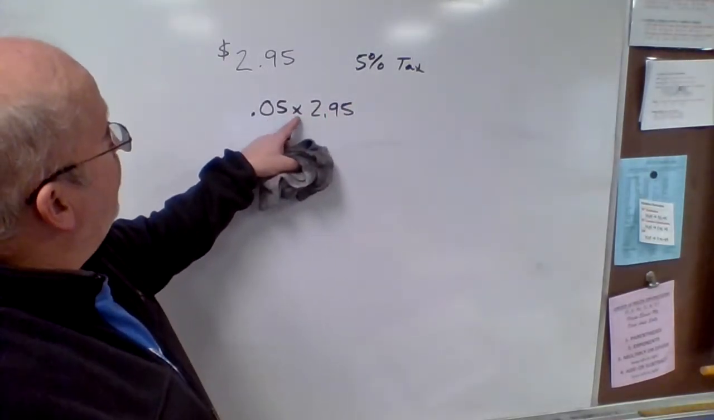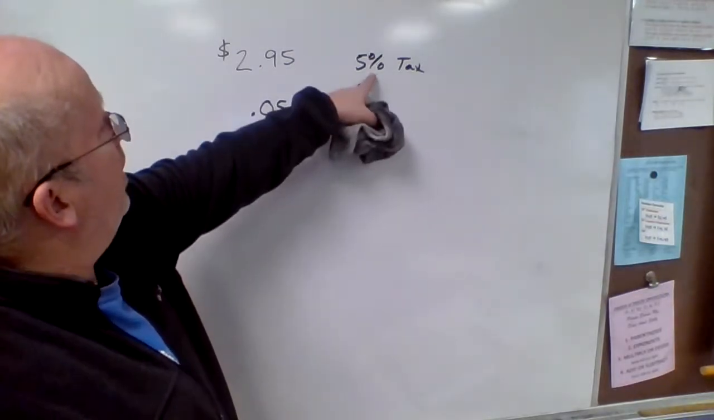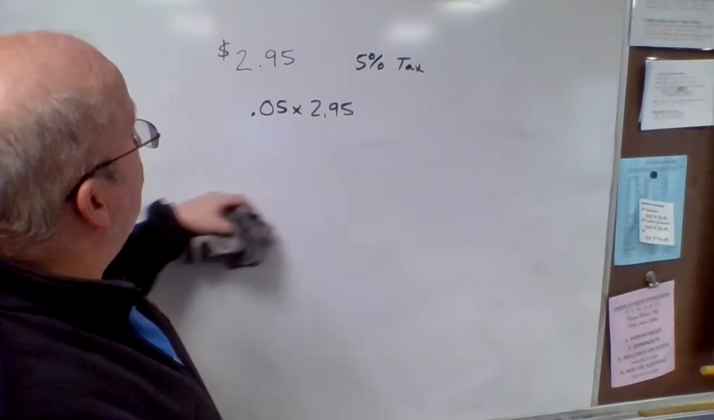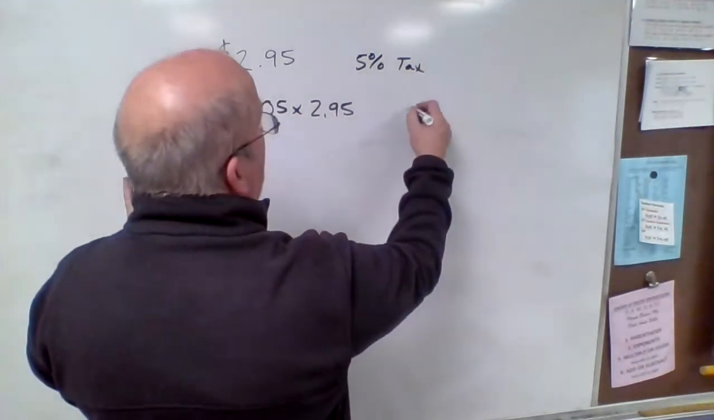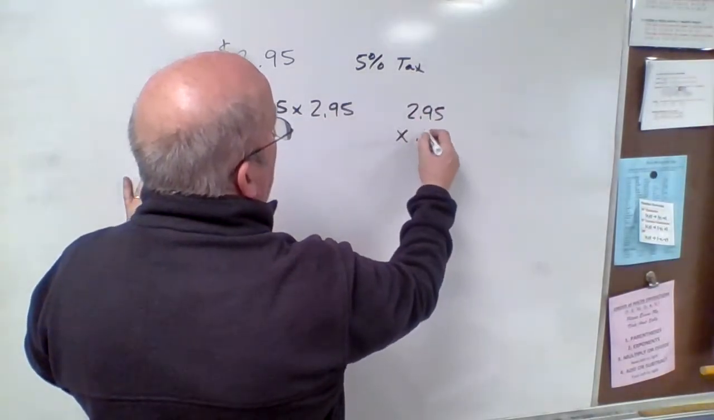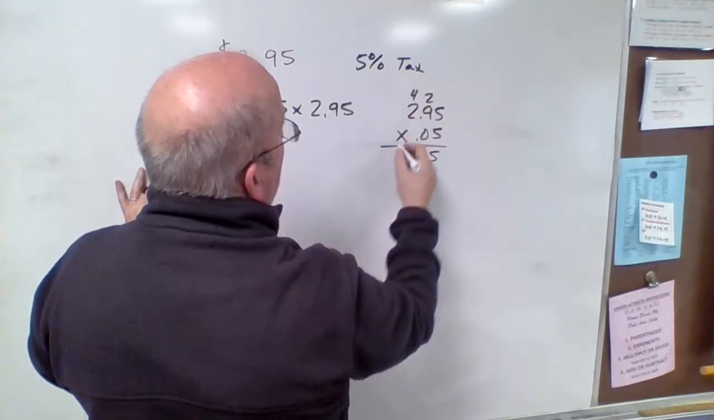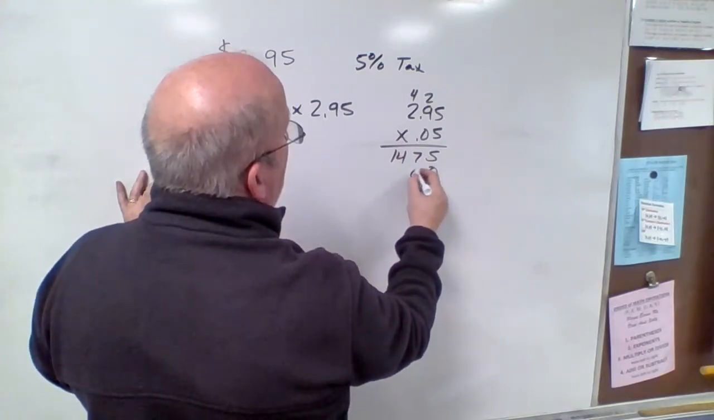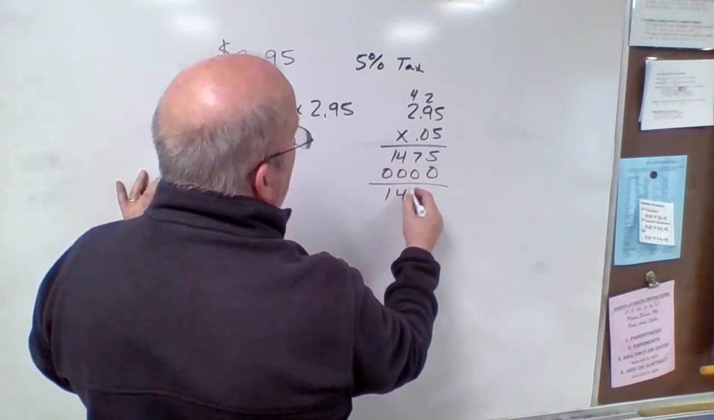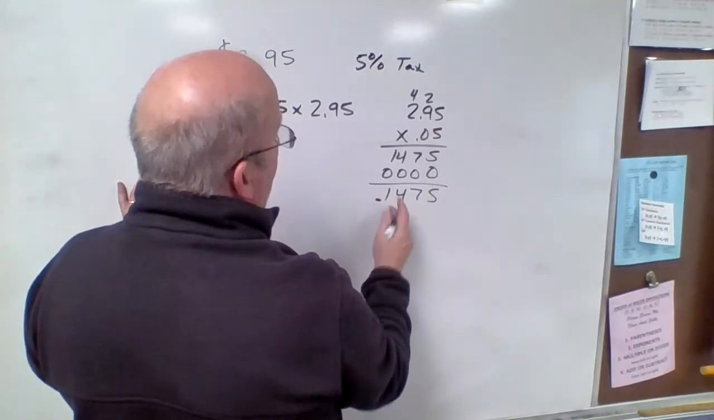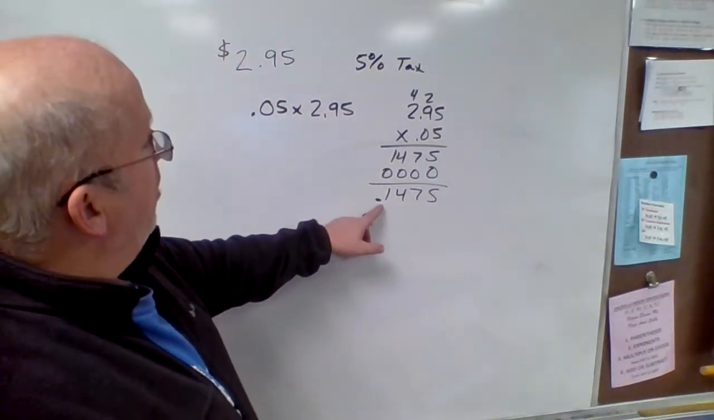What is 5% of the $2.95? I changed 5% to a decimal number. Of is multiplication. Let's see what this equals. If I multiply the two numbers together, I have 4 decimal places. So I got to go way out to here with my decimal point.